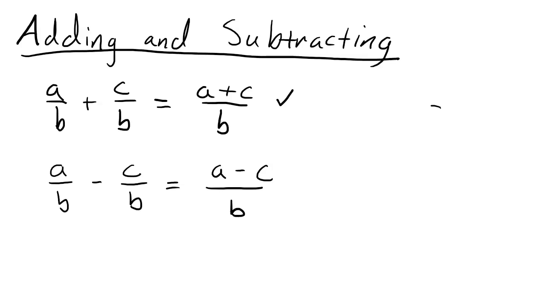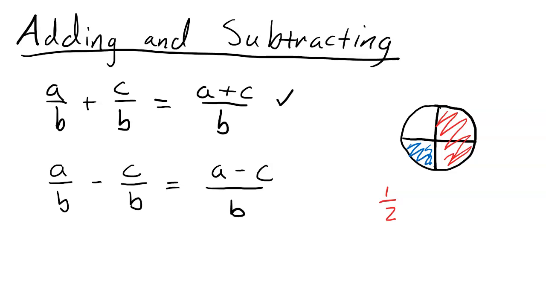Well, if you think about it, if you take a circle, let's say we break this up into fourths, and you have, let's say this is cake, you have half of a cake, and your friend has a fourth of a cake. Well, how much cake do you guys have in total? Well, you have 1/2 and 1/4, right? So if you add these two together, you will have to find a common denominator.